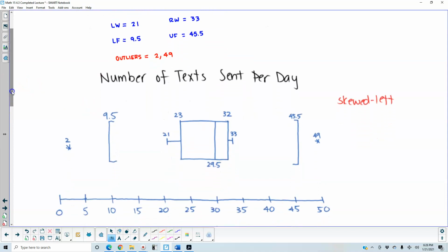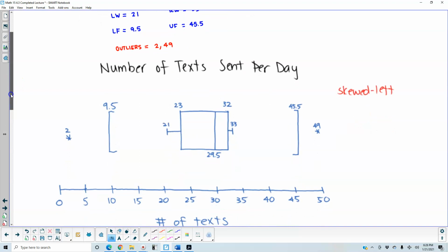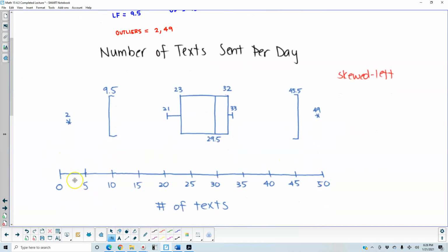So the first thing we need to do is write our number line. We know that our data values are going to go from 0 all the way up to at least 49. So our number line can go from 0 to 50 in increments of 5. So 0, 5, 10, 15, 20, and so on all the way up to 50. Now remember, we need to write down what this represents. Well, this number line represents the number of texts. And the box plot is the number of texts that are sent per day.